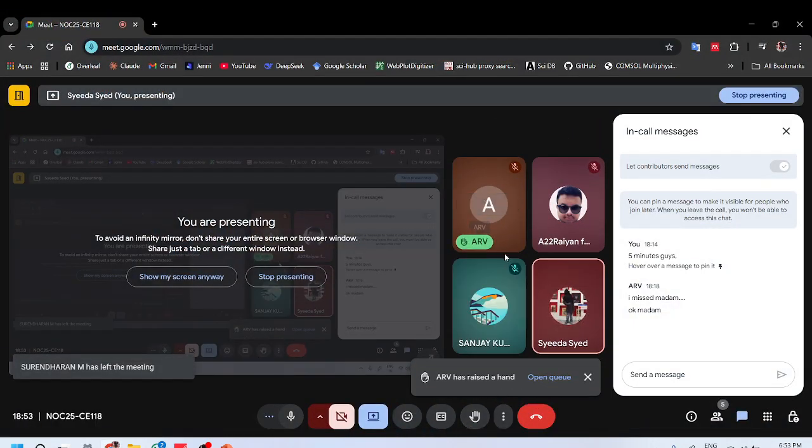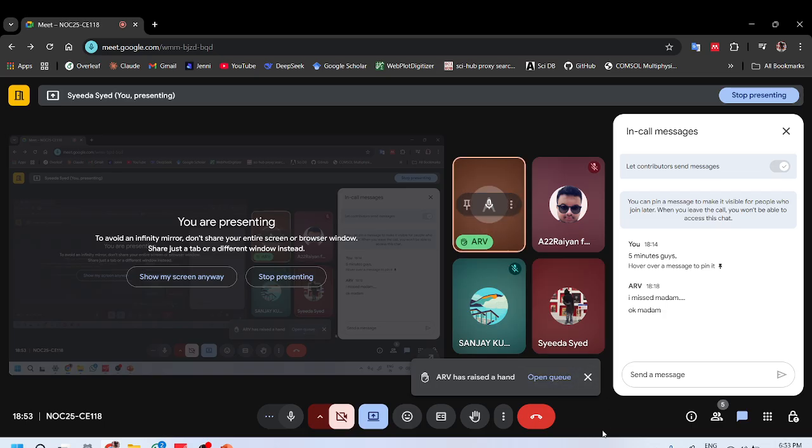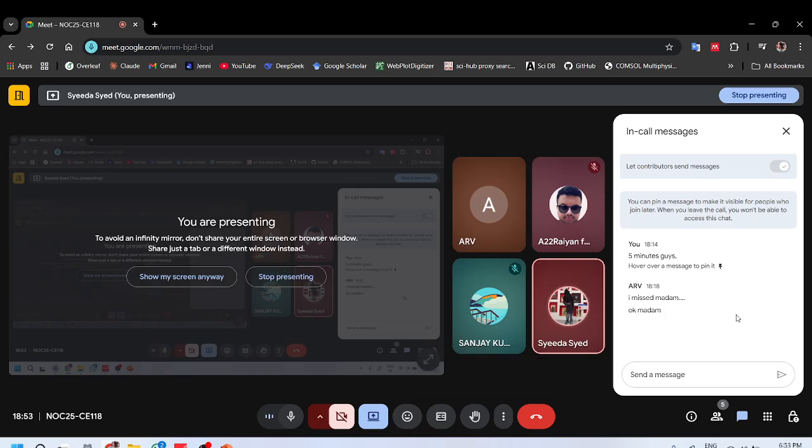Yes, please. Madam, the spring analogy technique, is it applicable only for loading or even for unloading also? The spring analogy, let me think about it. No, it can be applicable for unloading.